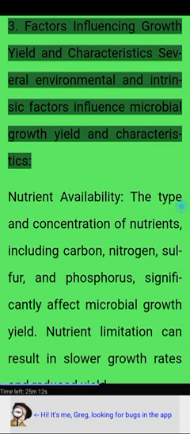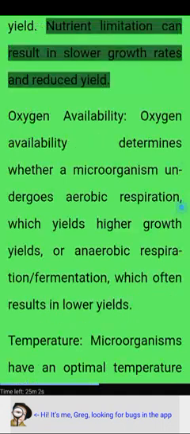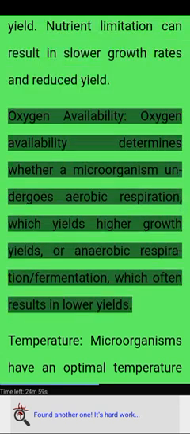3. Factors influencing growth yield and characteristics. Several environmental and intrinsic factors influence microbial growth yield and characteristics. Nutrient availability. The type and concentration of nutrients, including carbon, nitrogen, sulfur, and phosphorus, significantly affect microbial growth yield. Nutrient limitation can result in slower growth rates and reduced yield.